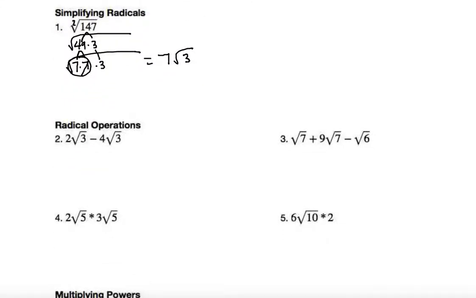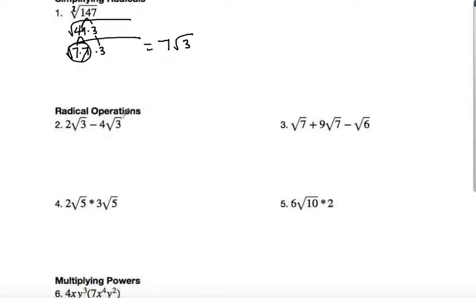Radical operations is another thing that we covered in Unit 0. So with radical operations, you're going to either be adding, subtracting, or multiplying your radicals. If you are adding or subtracting your radicals, you're going to look for like radicands and like indices, and you're going to be able to combine only if they match.